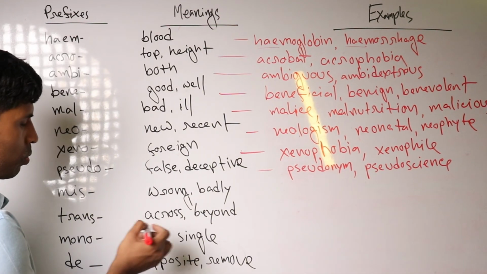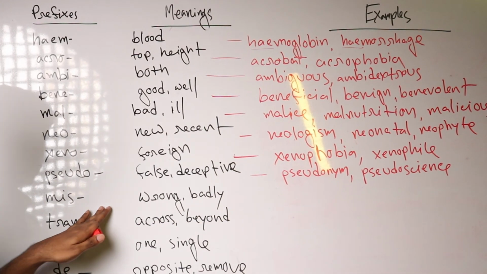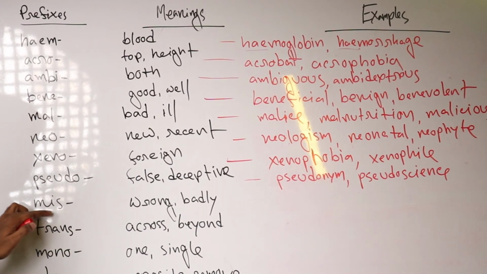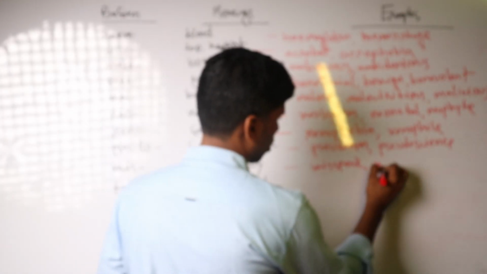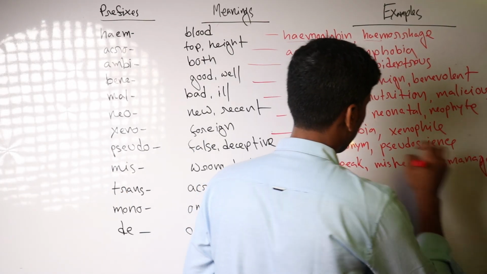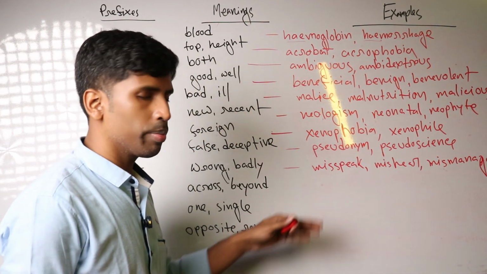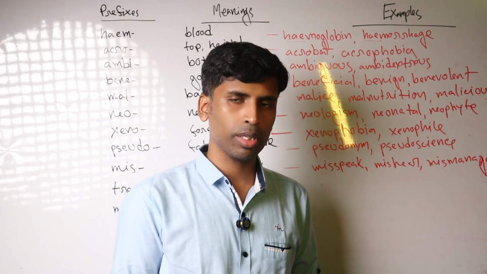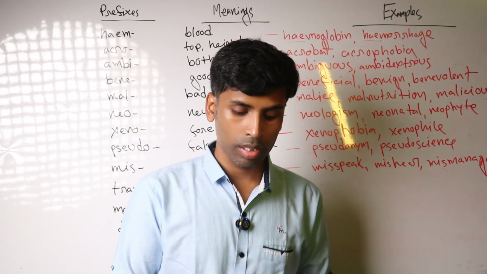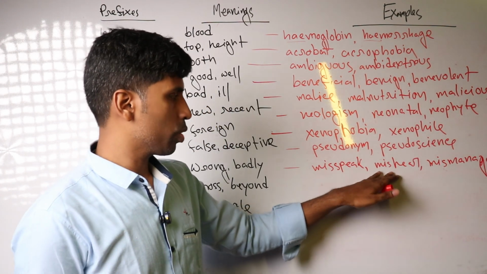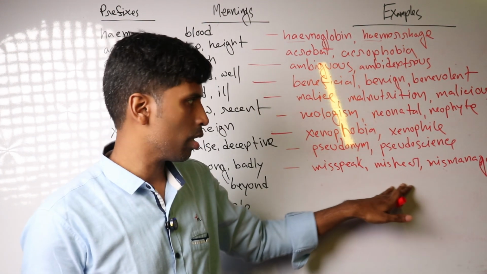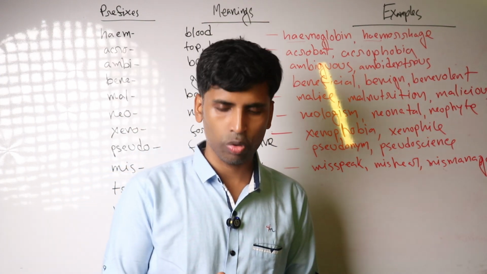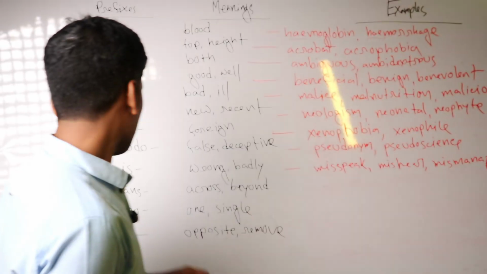Then we have mis. I think most of us already know the meaning of this prefix. It means wrong or badly. Mismanage. Okay, so sometimes we misspeak. We want to say something, but we end up saying something different, so that's misspeaking. We mishear something, we hear something wrong, so that's mishear. Mismanage is, you're doing a bad job of it.